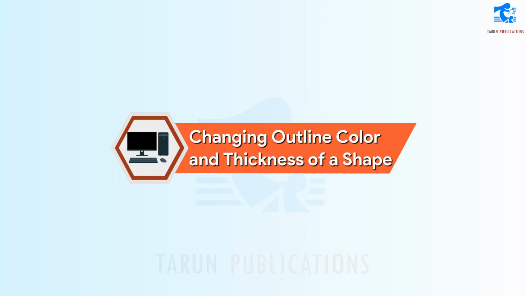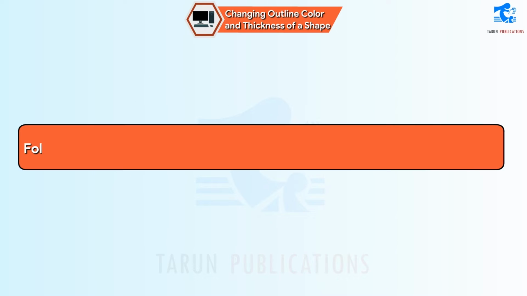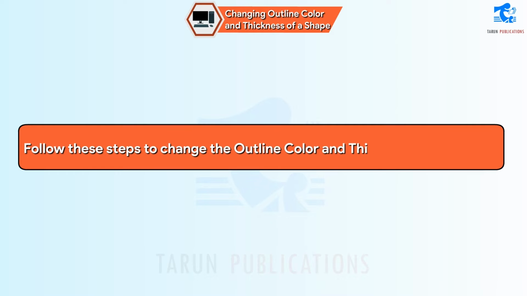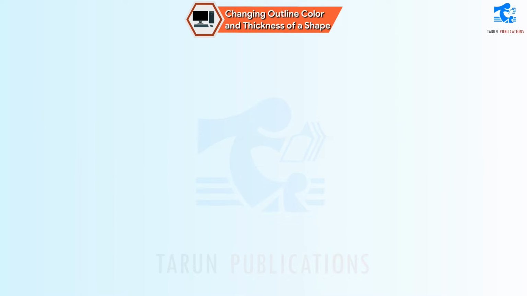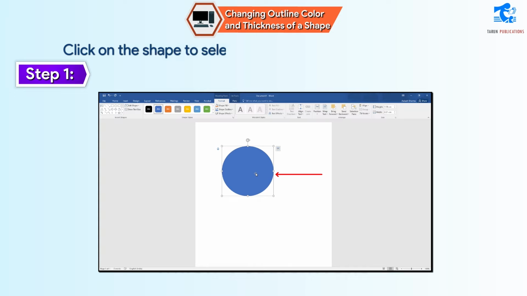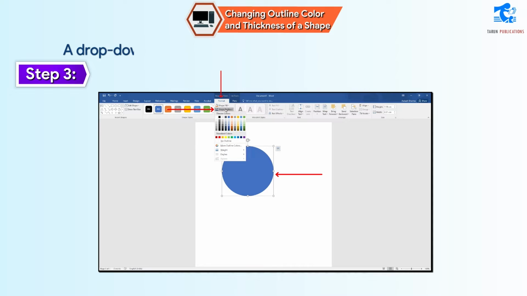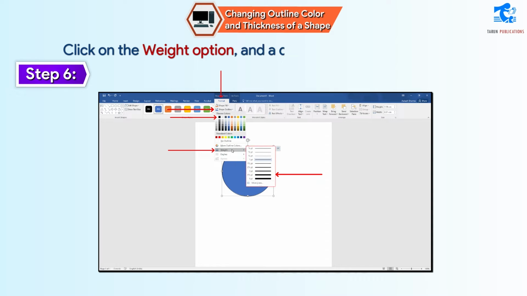Changing outline color and thickness of a shape. Follow these steps to change the outline color and thickness of the shape. Step 1. Click on the shape to select it. Step 2. Click on the Format tab. Step 3. Click on the Shape Outline command. A drop-down menu will appear. Step 4. Select a color from the theme colors. Step 5. Click on the Weight option and a drop-down menu will appear. Select a thickness for the shape outline.